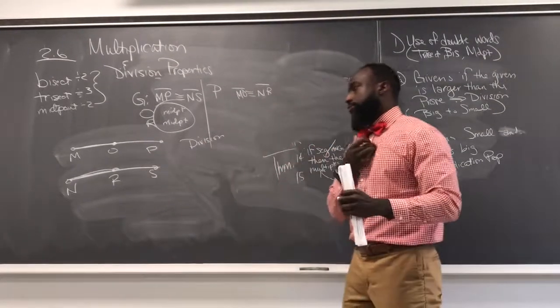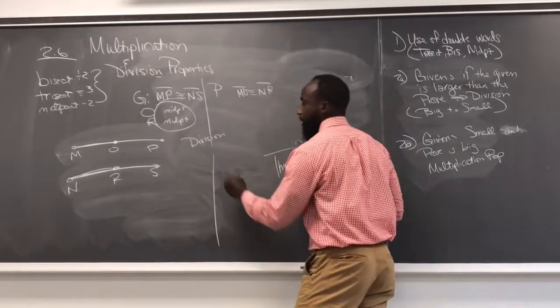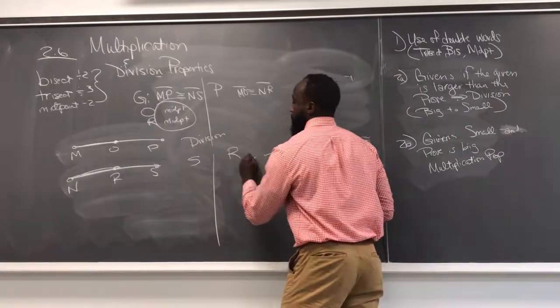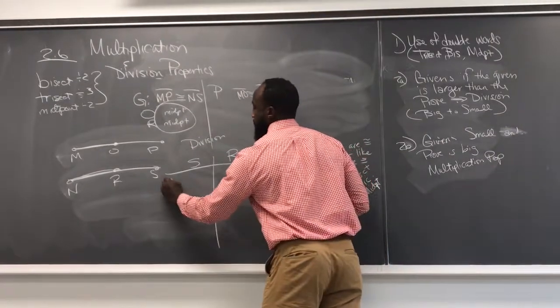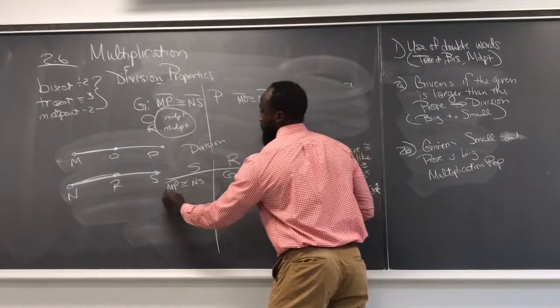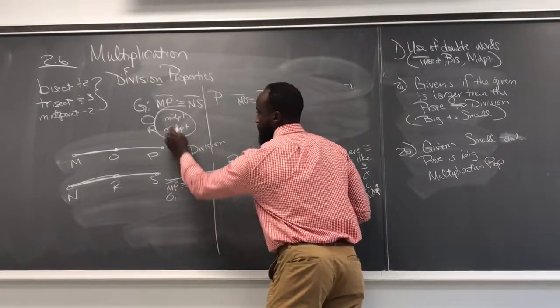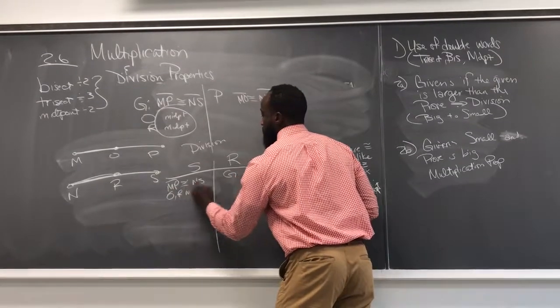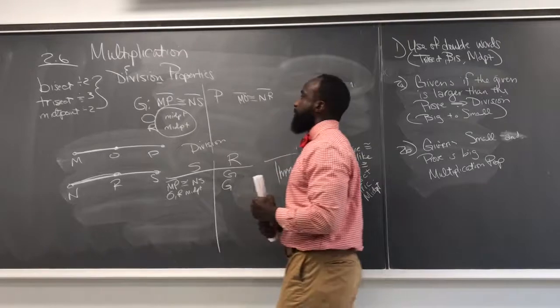Now let's write our proof out. We don't need a lot of space because it's straightforward. So we've got statements, reasons. First part is we've got MP congruent to NS, given. I'm going to abbreviate this: O and R are midpoints, right? That's also given.